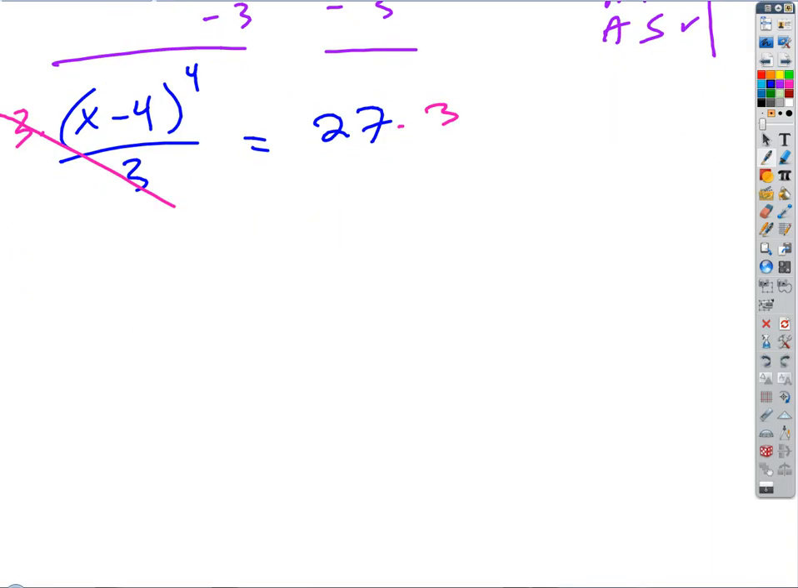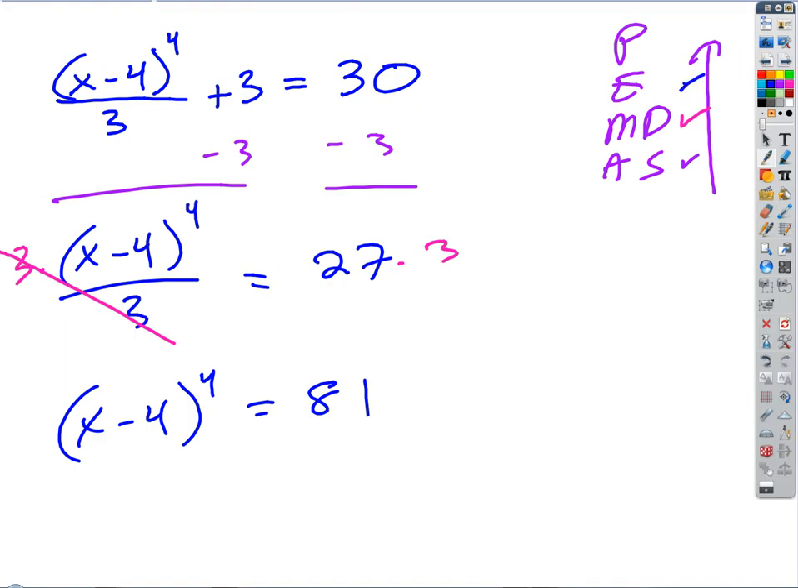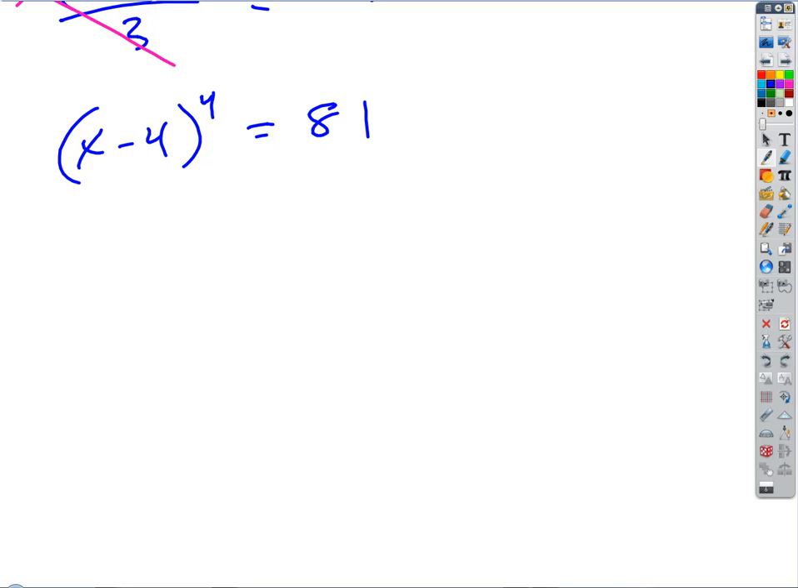81. Or x minus 4 to the 4th equals 81. Good. What's next? Exponents. Okay, so what's that mean? We got to do exponents. x to the 4th minus 4 to the 4th.